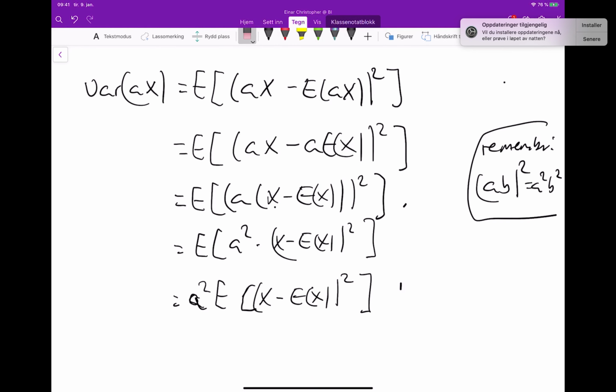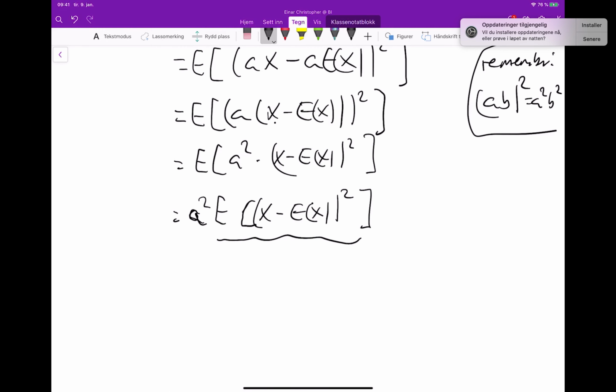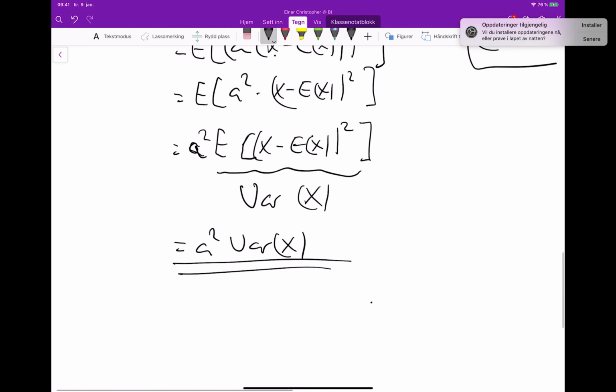Like this. And then we see that this is nothing else but the variance of x that we know from the last exercise. So above in exercise 1a we have this connection. So this is then, or from the rule above, a to the power of 2 times the variance of x. So we got what we were asked to show.